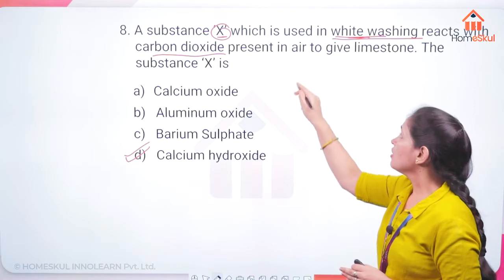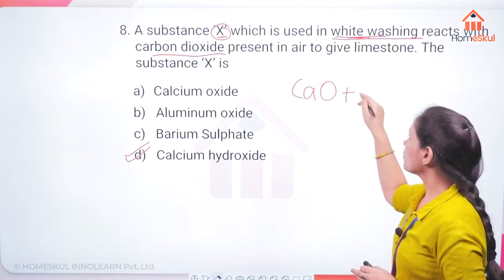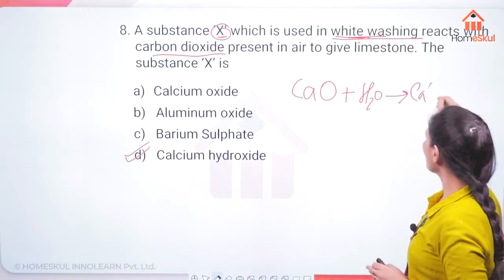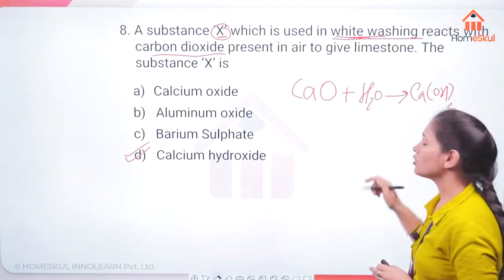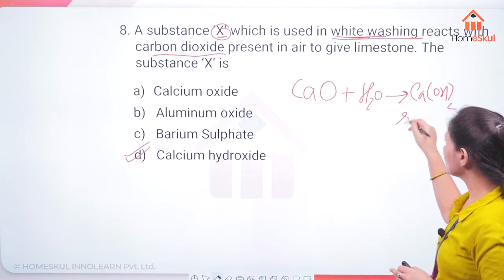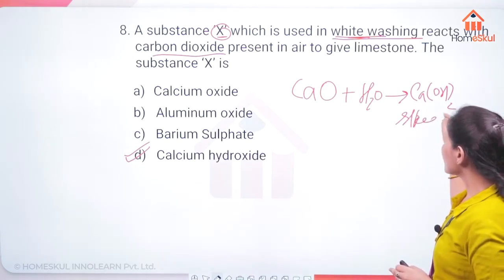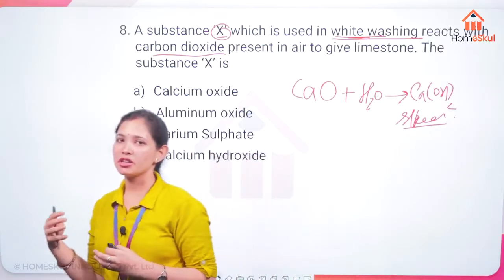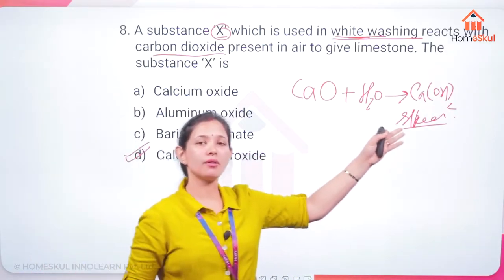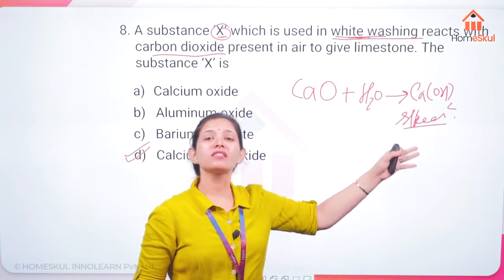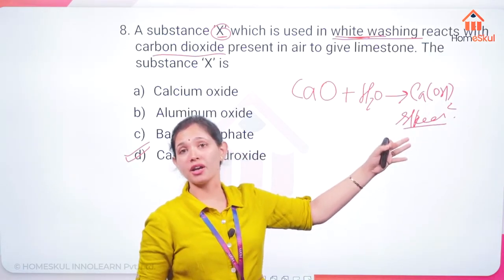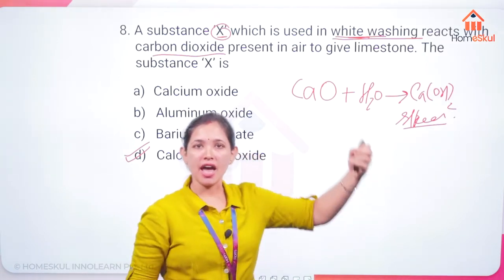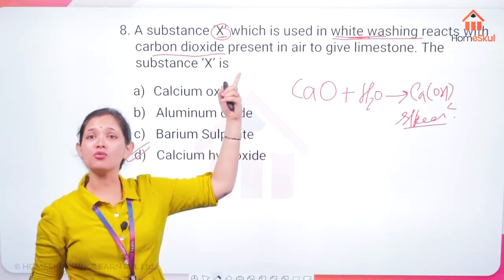And we know that CaO plus H2O is going to give you Ca(OH)2. The common name for this is slaked lime. You can remember it by its use: it is also used in whitewashing. And there is a specific test for carbon dioxide, that is your lime water test. This is the question asked from the lime water test.